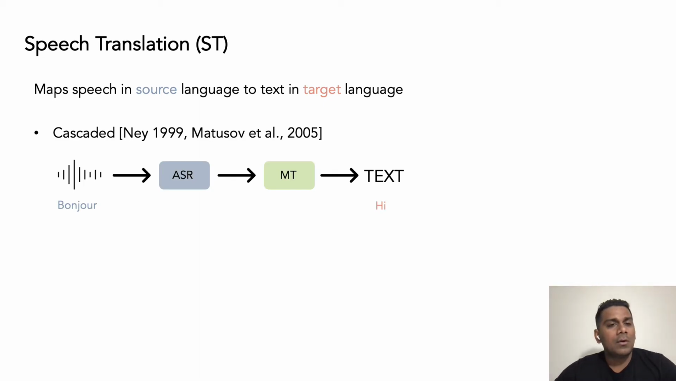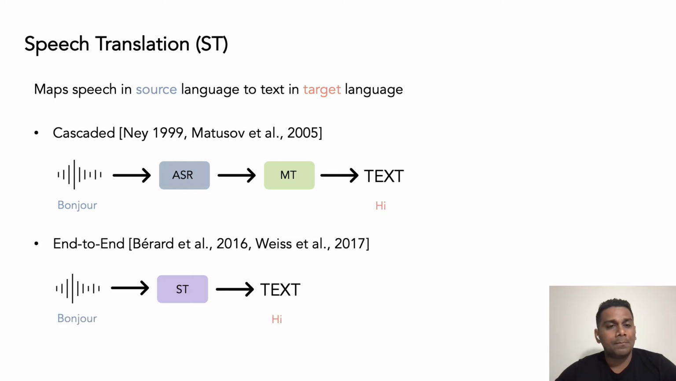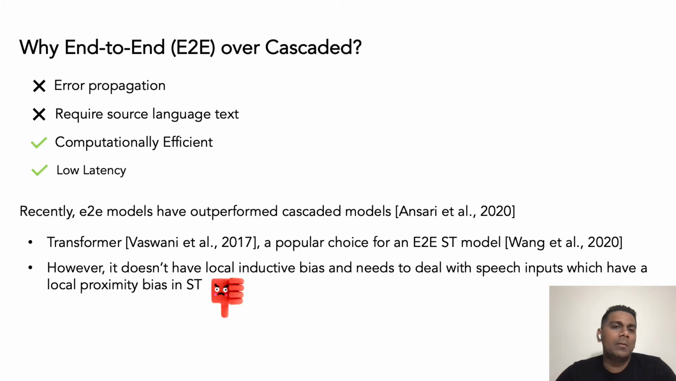The first system which came out followed a cascaded approach by pipelining an ASR with an MT system. The newer end-to-end approach uses a single system and tries to deal with the task directly. End-to-end systems have some advantages over cascaded ones. Naming a few, they don't suffer from error propagation, they don't require source language text, and because of these factors, they are computation efficient and have low latency. Recently, end-to-end models outperform cascaded models.